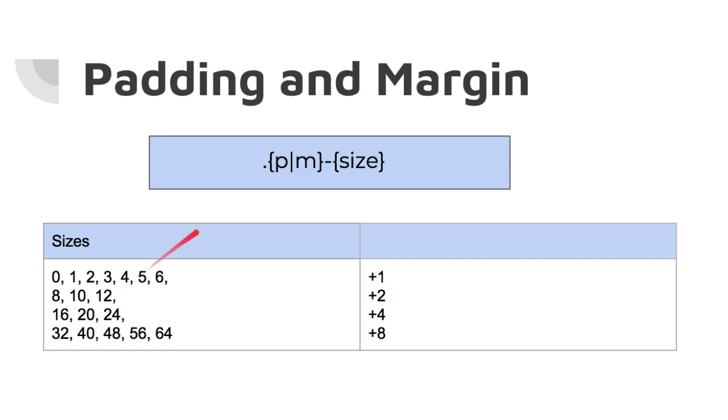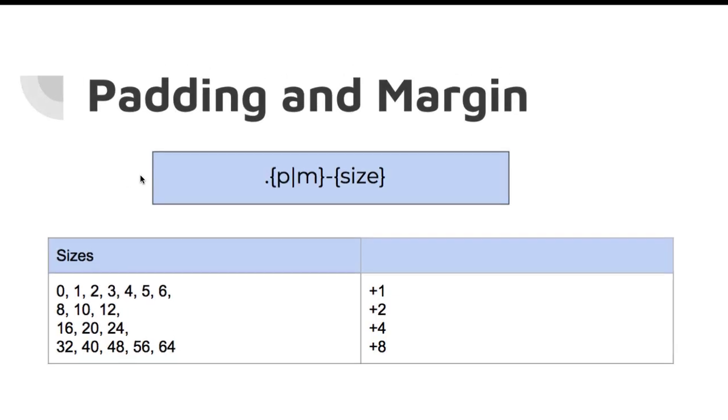So the formula for this is P for padding and M for margin, followed by a dash and then the size. So if you need a padding of 16 pixels, then it would be P dash 4. 4 meaning 1 rem, and 1 rem is 16 pixels. So now let's look at some examples in the browser.